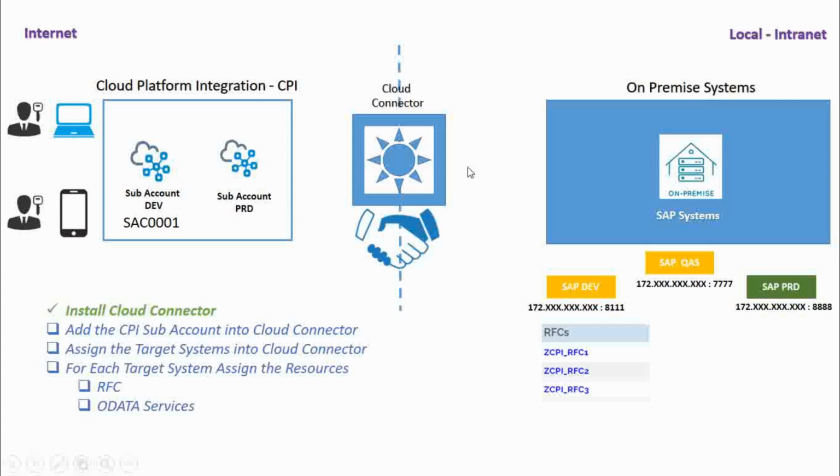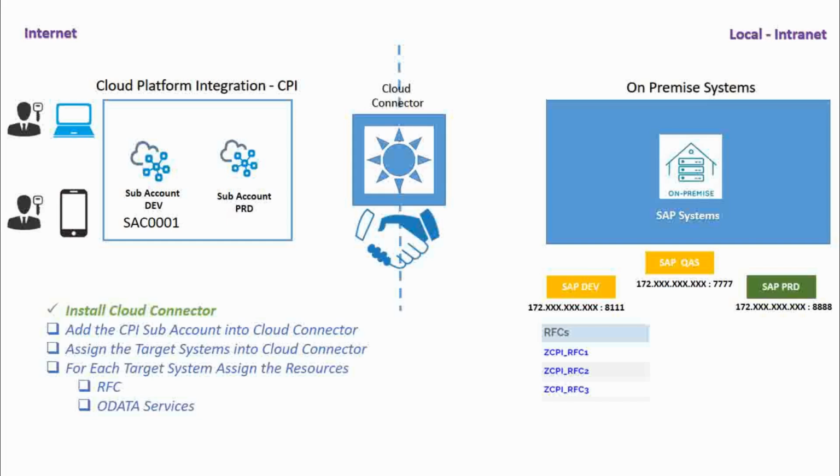So now the cloud connector is installed. You have CPI on the left side, and on the right side you have your SAP systems, which are 3 separate systems: dev, quality and production, identified by different IP addresses and port numbers. As I told you, the first step is completed. How to install the cloud connector, I will give you some notes on that in the description. You can go through that video, which is very good in the explanation, and you can do that.